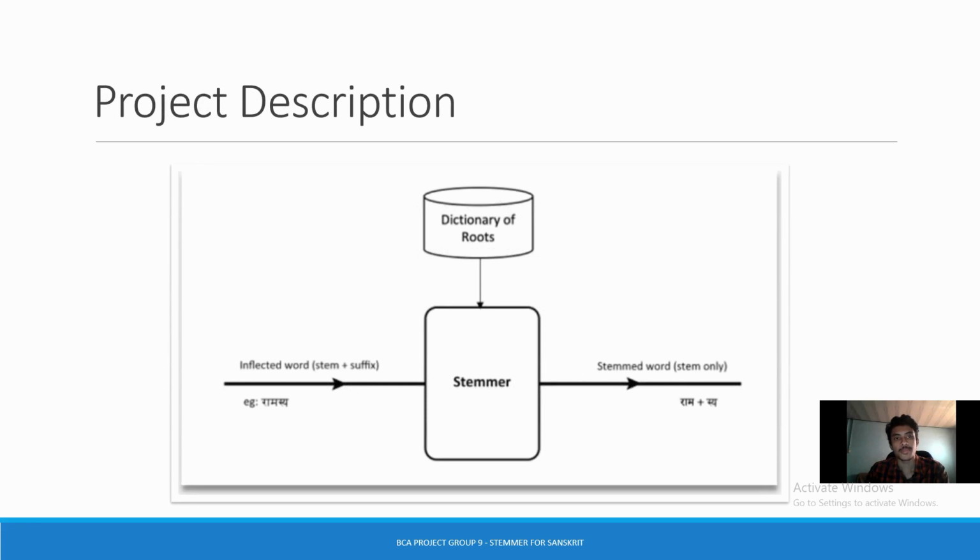Project description. In the figure, we can see an inflected word is passed into the stemmer module, which is connected to a dictionary of roots, and a stemmed word is given as output.